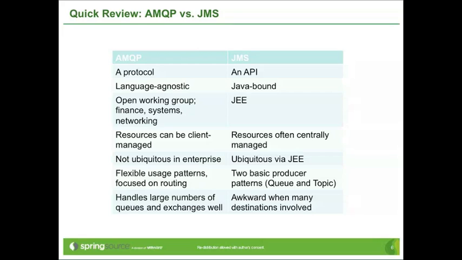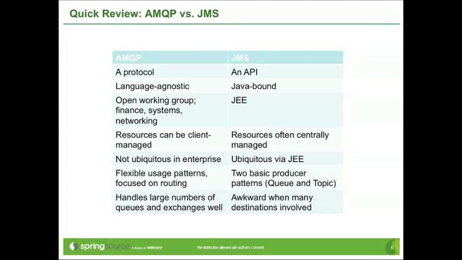The AMQP working group is an open organization which has members from finance, system software, enterprise software, networking, and so on, whereas JMS is governed under the Java Enterprise Edition community process. In AMQP, as I mentioned earlier, your messaging resources can be client managed, whereas in JMS they're often managed more centrally and in a more strict manner. AMQP is not yet as ubiquitous in the enterprise as JMS is, where on account of Java Enterprise Edition's adoption, JMS has followed in.